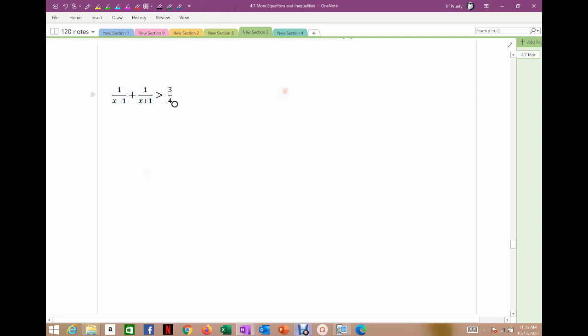Rational inequalities. We do it very similar for rational inequalities, but there's one more additional step. My boundaries are not only my zeros, but also my vertical asymptotes. So I have to find both the zeros and my vertical asymptotes. Those are my boundaries.